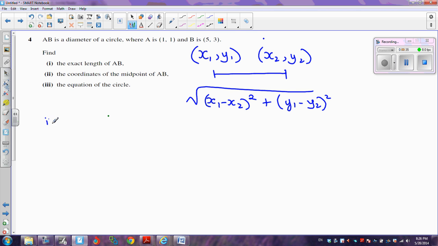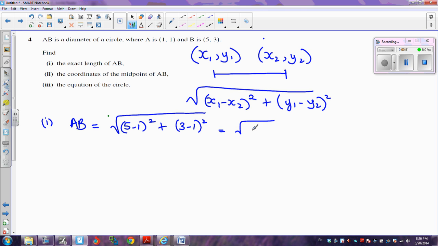So here we want to find the distance from A to B. So the first thing I'm going to do is find the square root of the difference between the x coordinates, well that's going to be 5 minus 1 squared, plus the difference between the y coordinates, that's just 3 minus 1 squared. So that's the square root of 4 squared plus 2 squared, and that's the square root of 16 plus 4, which is the square root of 20.